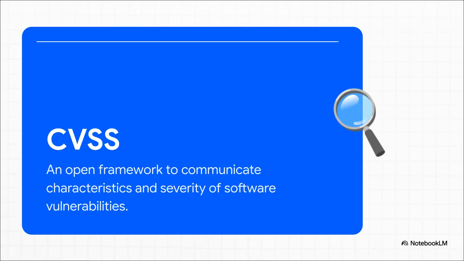And here it is, the industry's answer. Think of CVSS as a universal language for security risks. It's an open, standardized framework that lets a developer in one country, a security analyst in another, and an executive across the globe all talk about the exact same vulnerability using the same objective rules. It's all about replacing gut feelings with a structured, consistent conversation.